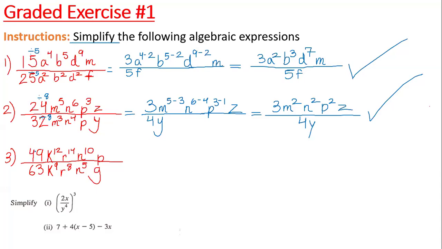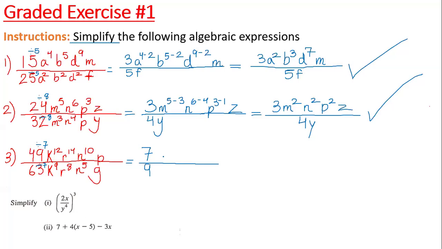All right. So for number 3, what number are we gonna use? 7. We're gonna use 7, right? So 49 divided by 7 is what? 7. And 63 divided by 7 is what? 9. Very good.